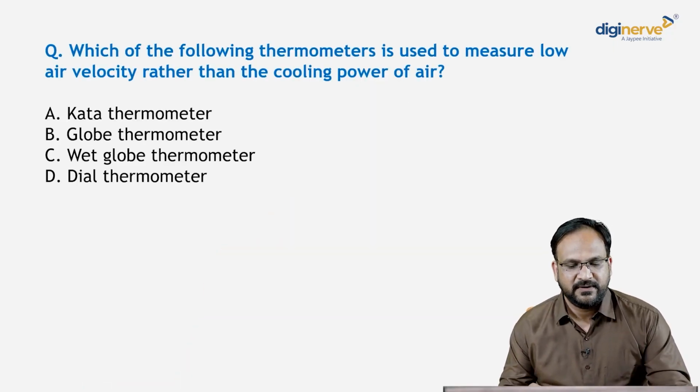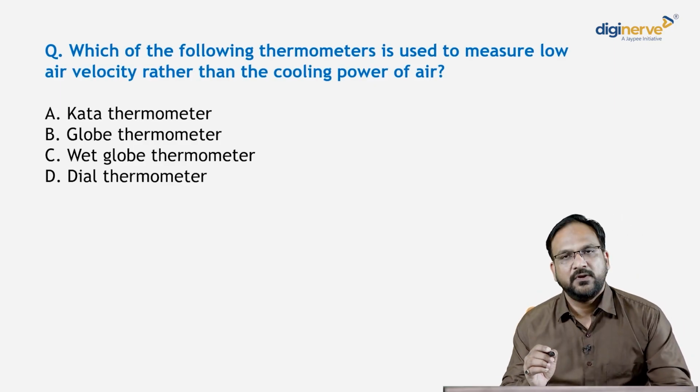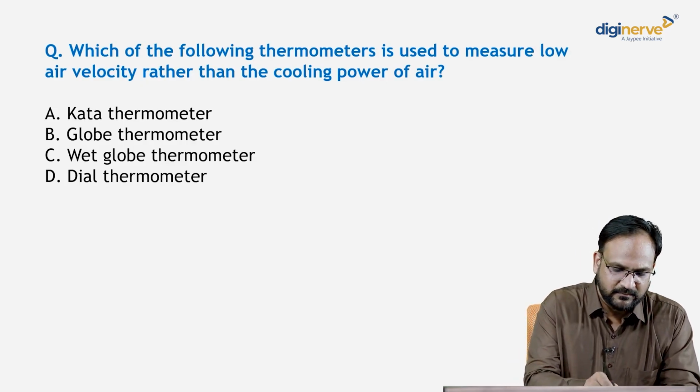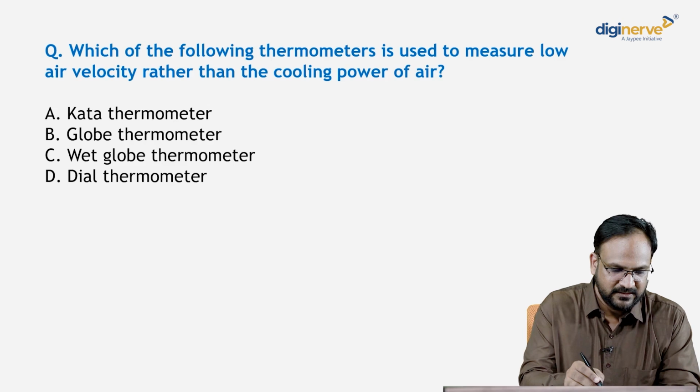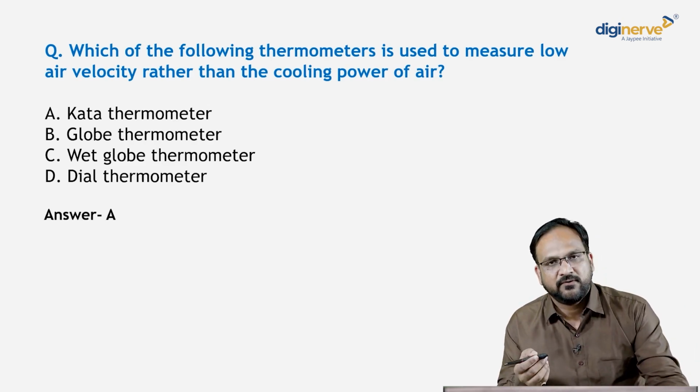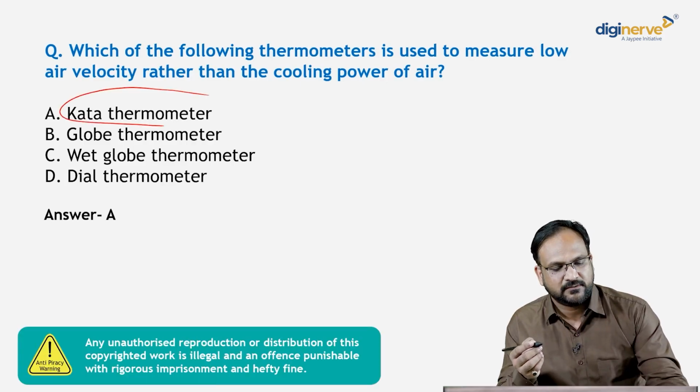Which of the following thermometers is used to measure low air velocity rather than the cooling power of the air? So here the right answer is Kata thermometer, because Kata thermometer is used to measure low air velocity rather than the cooling power of the air. Previously, Kata thermometer was used for the cooling power of the air, but nowadays it is used to measure the low air velocity.